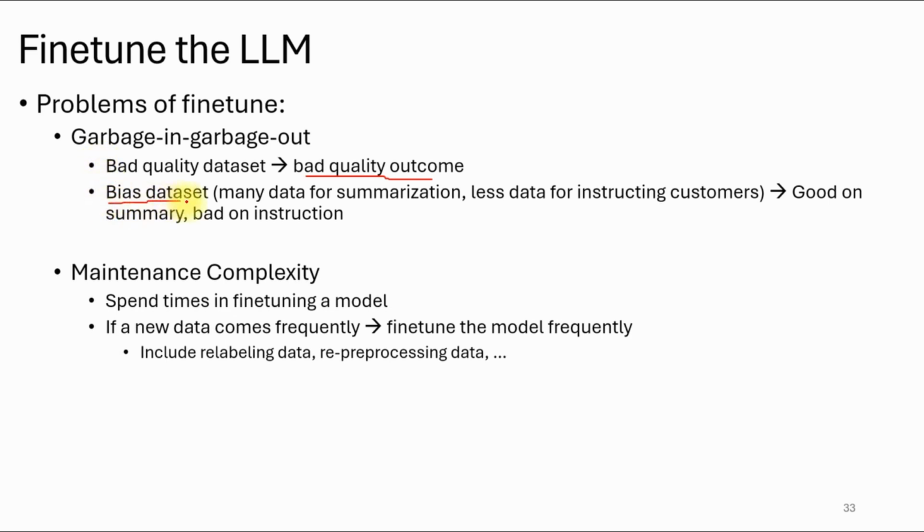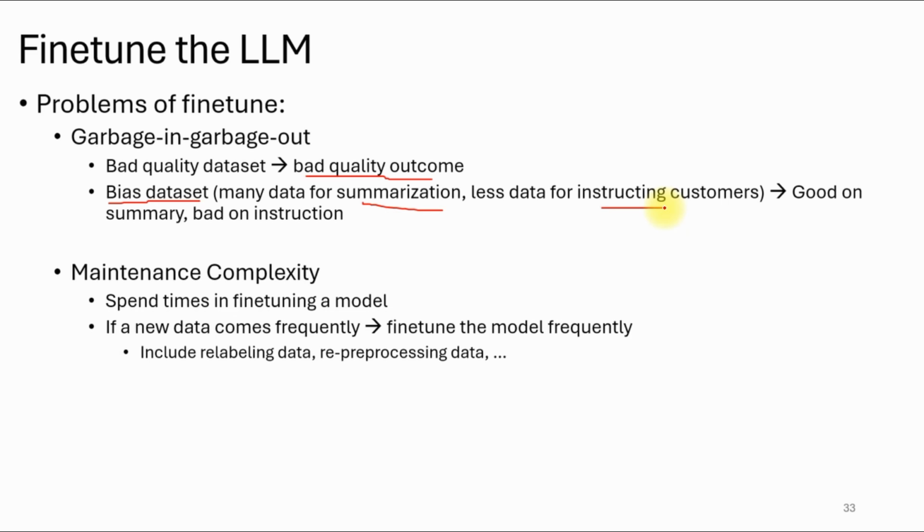Another problem is the biased data set. This is the thing that drives everyone crazy. In your data set, maybe some data is about summarization, some data is about instruction, some data is maybe about keyword extraction. But obviously, the distribution of them is not equal. Maybe the amount of data in summarization is really huge, but the amount of data in instruction is really small. So it leads the fine-tuned model to become biased. If you ask the LLM after fine-tuning to summarize, it performs very well. But if you ask the LLM for instructing customers, certainly you see many hallucinations. It comes from the biased data set.